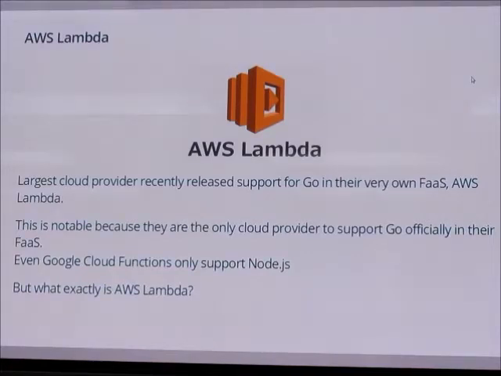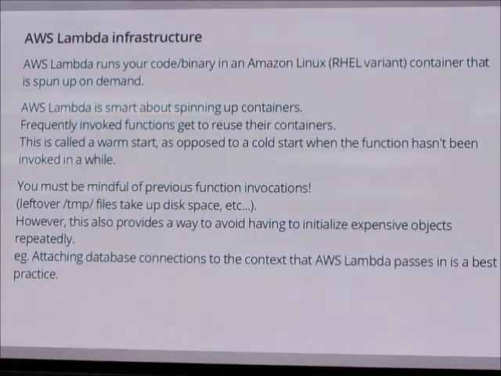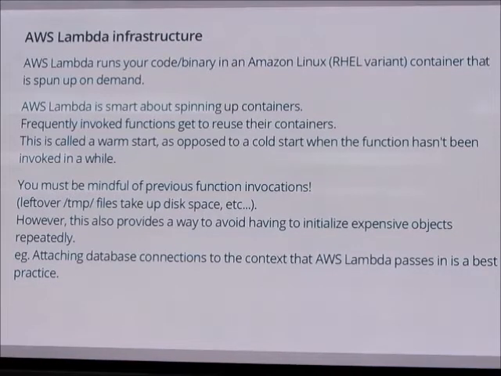So, the largest cloud provider, AWS, recently released, not that recently, 3 months ago or something, support for Go in their very own functions as a service platform, AWS Lambda. They're the only ones to support Go, not even Google Cloud Functions supports Go. Neither does Azure Functions. I already went into this a little bit, but AWS Lambda essentially takes your Go binary that you upload to the cloud and runs it inside of a container that is specialized to run on their platform.